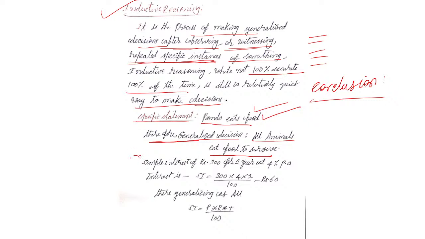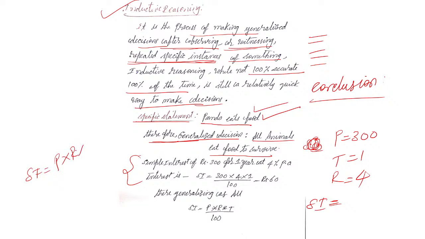Here is also an example of simple interest we can apply. For example, find the simple interest where principal is 300, time is 1 year, and rate of interest is 4. What will we do? We apply the formula SI is equal to PRT by 100, and we apply the same formula for another question. Like that, we apply it for so many problems.